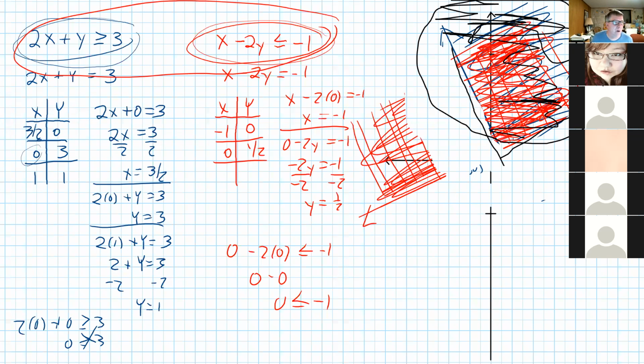Okay, let's go on and look at another one then. How about, let's do this one. 3x plus y less than or equal to 1.